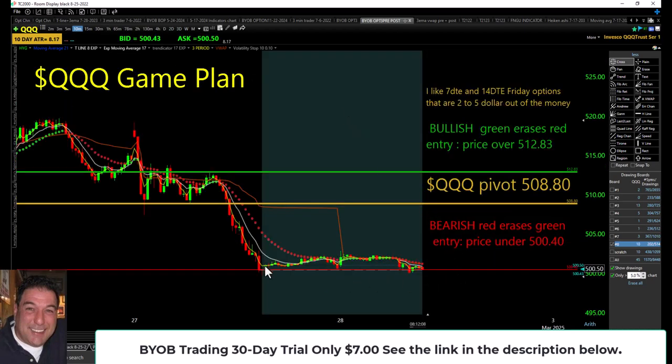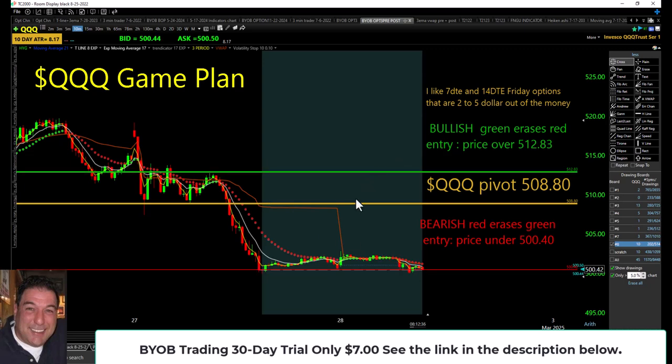QQQ game plan, all right? If the bears continue to move the ball further south, every 10-minute downtrend underneath the pivot, you'll have red erases green if price continues to move further south below this line. So that's our entry for a 10-minute downtrend, or red erases green underneath 500.40.